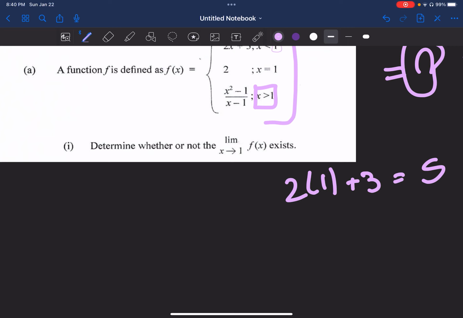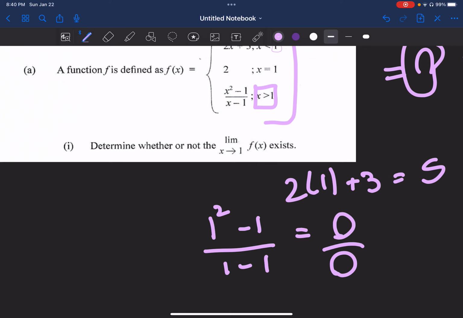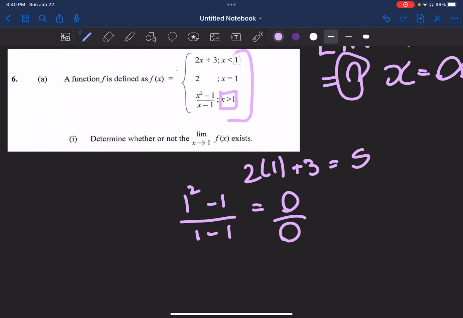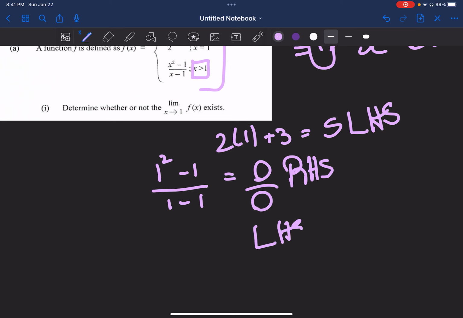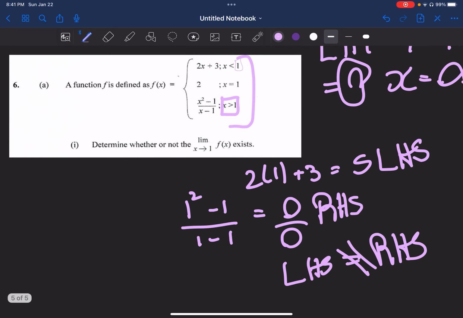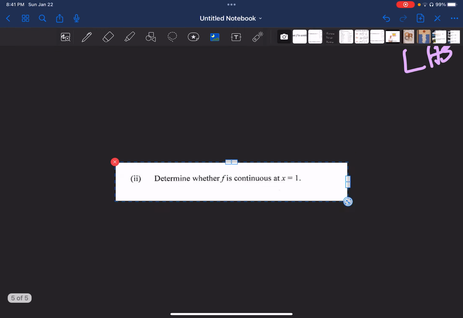So we'll say that 1 squared minus 1 over 1 minus 1 is equal to 0 over 0. So if this is the right-hand side and this is the left-hand side, the left-hand side is not equal to the right-hand side. This means that the limit does not exist. Okay? Do we understand that part? I hope you do. So let's continue.